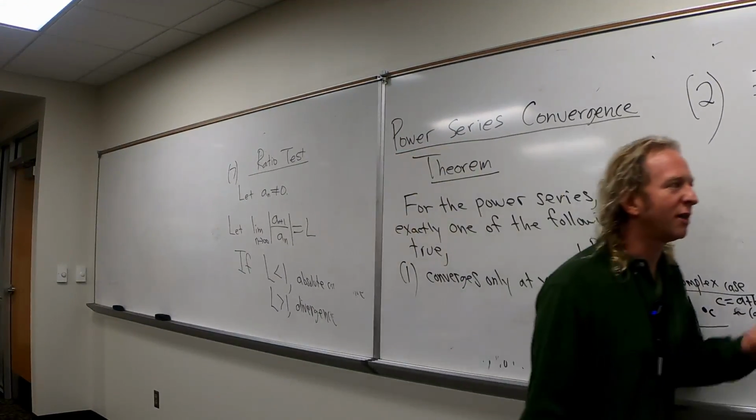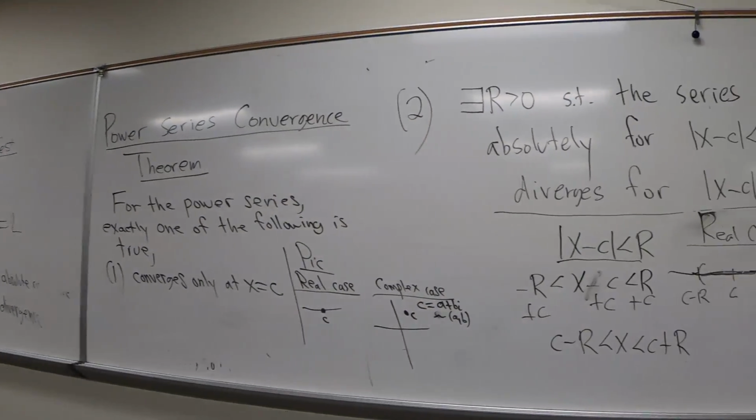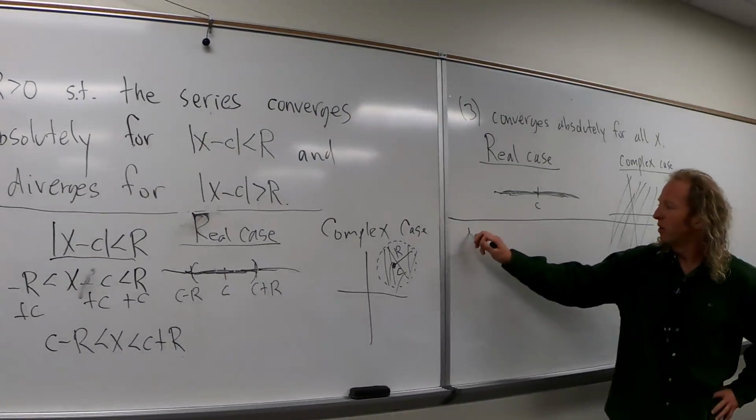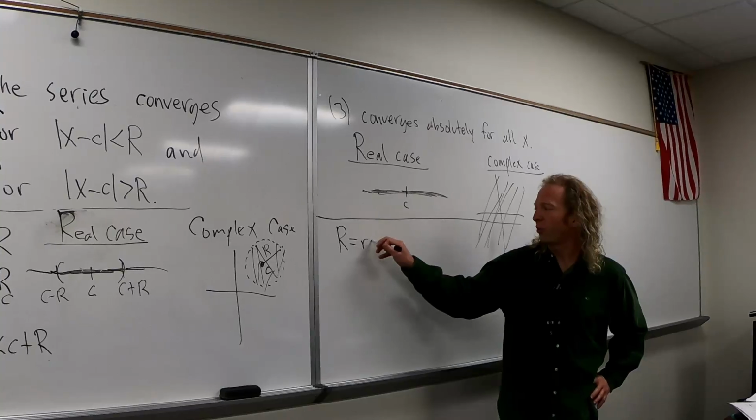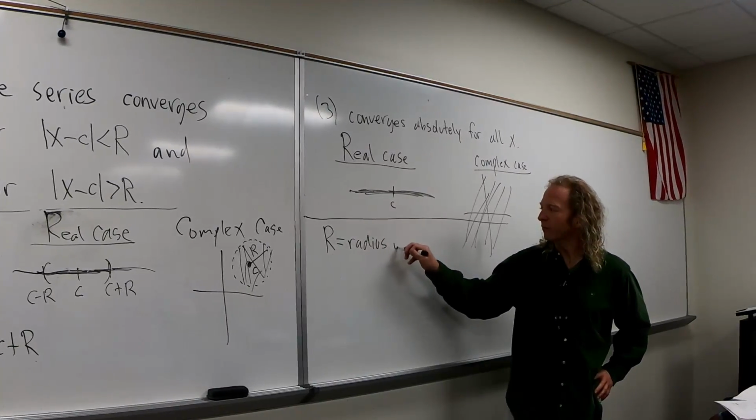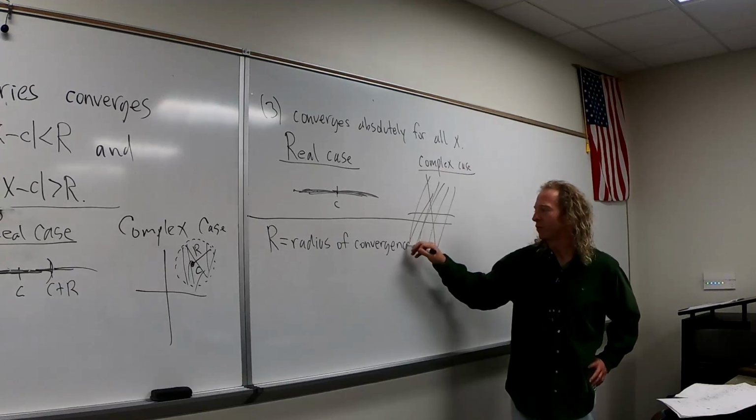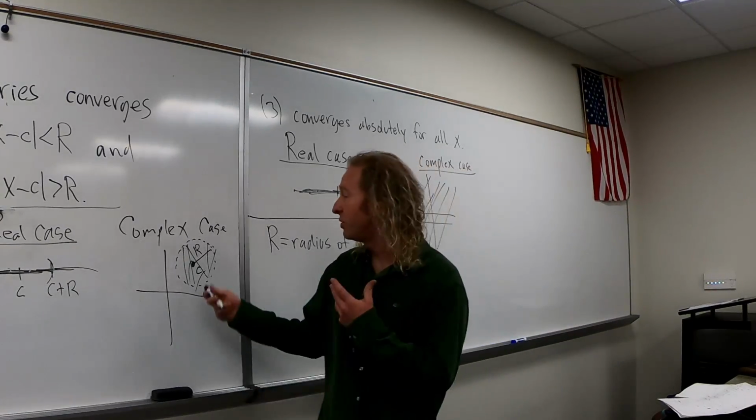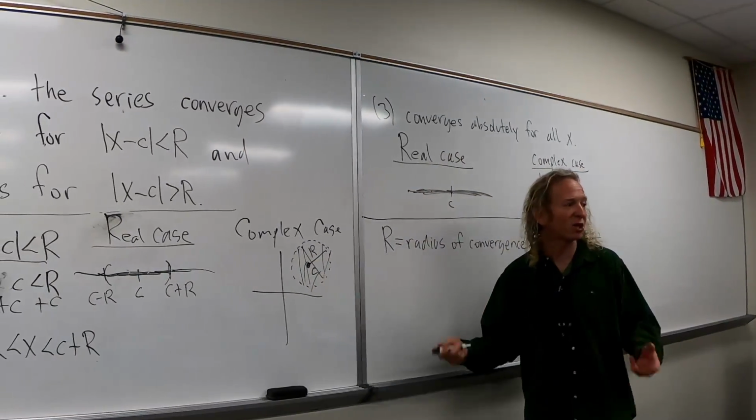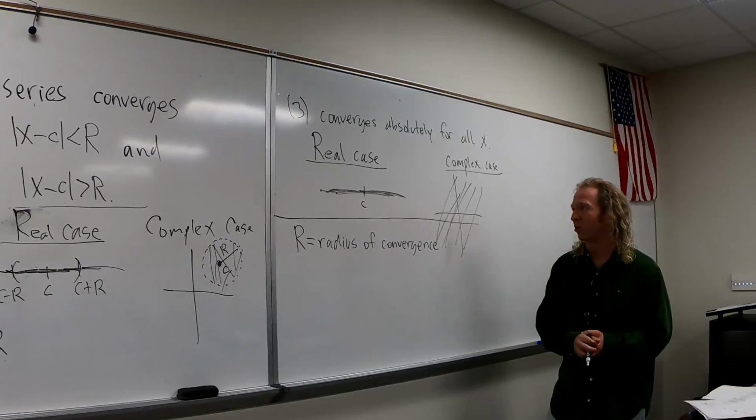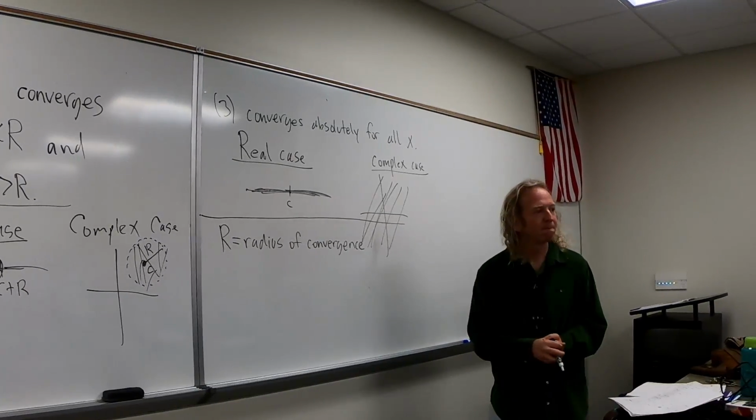This is almost done. Then we'll do an example. There are some important names that I mentioned that I didn't write down. So R is called the radius of convergence. And now you see why it's called the radius of convergence. It's an actual radius, right? So the complex case actually exists.